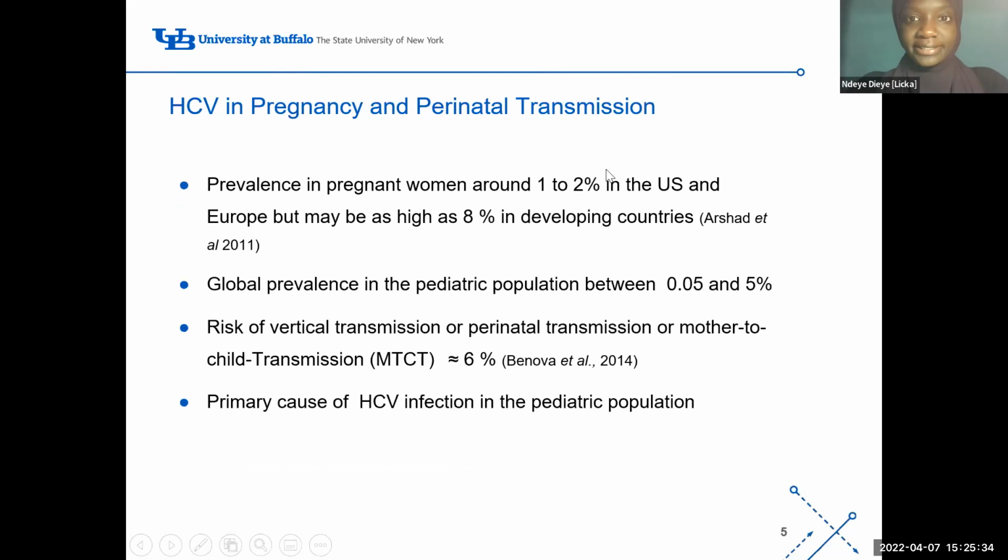So, HCV in pregnancy and perinatal transmission. The prevalence of hepatitis C in pregnant women is estimated to be around 1 to 2% in the United States or European countries, but maybe as high as 8% in developing countries. The global prevalence of the disease in the pediatric population is between 0.05 and 5%. The risk of vertical transmission, or perinatal transmission, or again, mother-to-child transmission, is estimated to be around 6%. And finally, perinatal transmission is known to be the primary cause of HCV infection in the pediatric population.